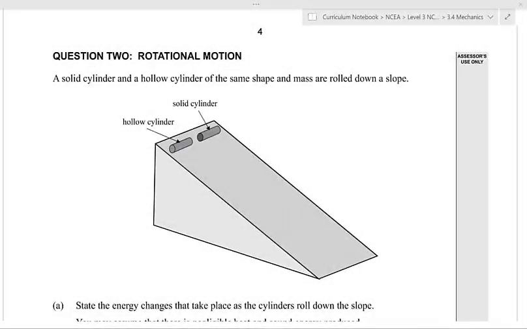This video is going over question 2 from the 2016 Level 3 Mechanics exam, and this question is focused on rotational motion, mainly on rotational kinetic energy. So we're told that a solid cylinder and a hollow cylinder of the same shape and mass are rolled down a slope.